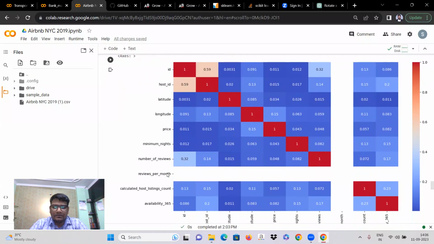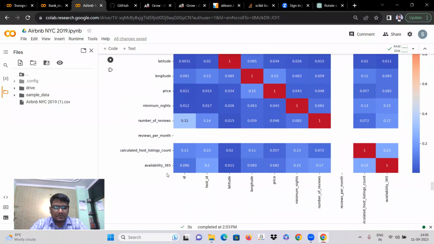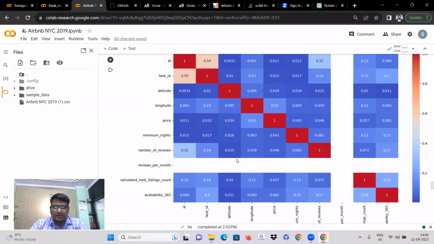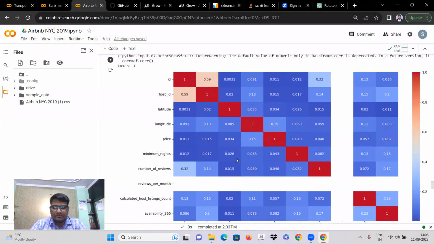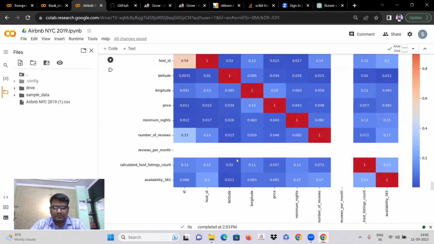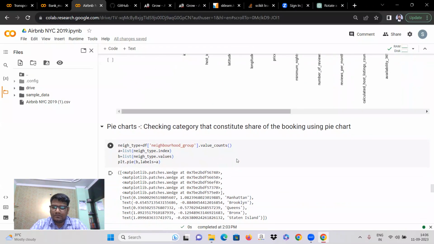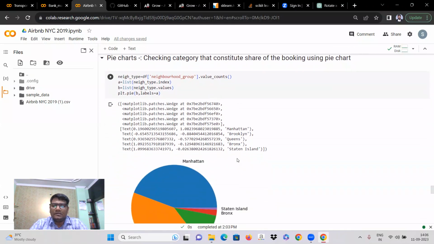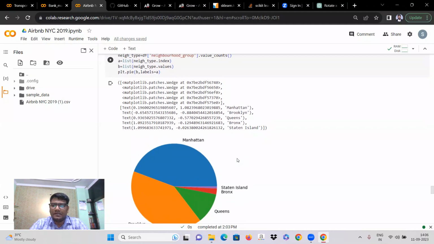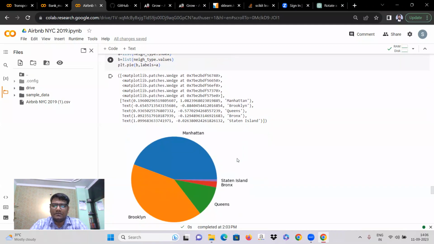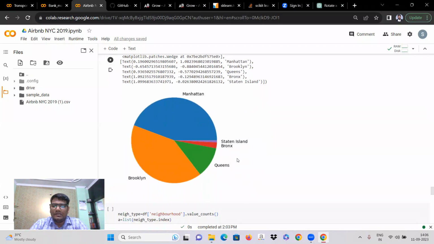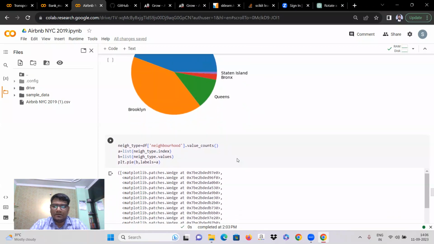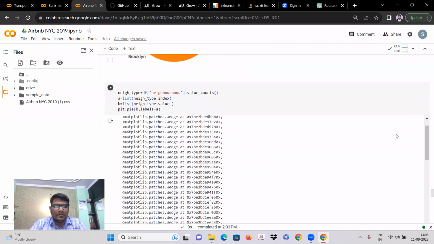So here are the correlations with the price that is available. Here we'll be getting more meaningful insight about where customers have preferred to stay. So Manhattan is the preferred place. Brooklyn is the second best for the customer, and so on. And the neighborhood.